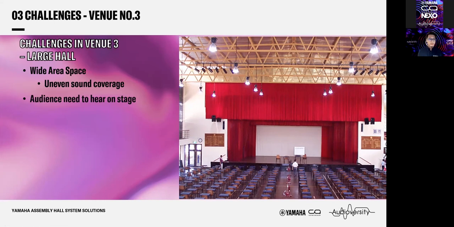Next one is the audience need to be able to hear themselves on stage and also to hear whatever audio source is being played on stage. Because the speakers are so far away from the presenter, they are unable to get the sound and have a clear picture of what is being played from the top speakers that are above and in front of them.